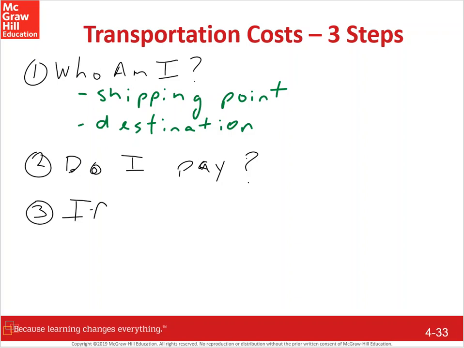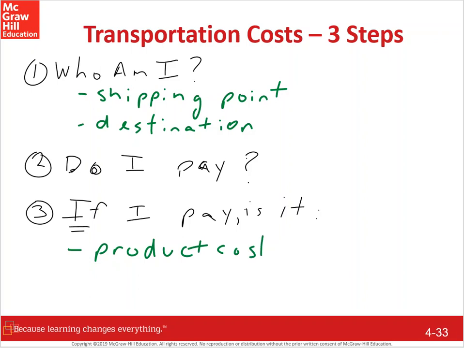And then finally, number three, if I pay, and that's an if, then I have to determine how to treat that payment. If I pay, we have two choices. Is it a product cost? Remember that term? Any cost incurred to obtain the inventory and ready it for resale? Or is it a period cost? So if we can get through these three questions, we can figure out any of these shipping terms issues.